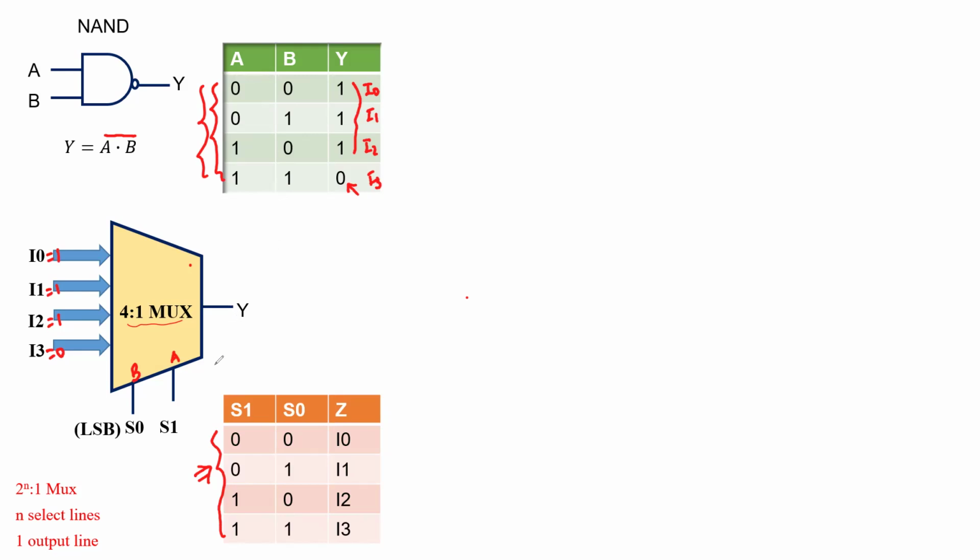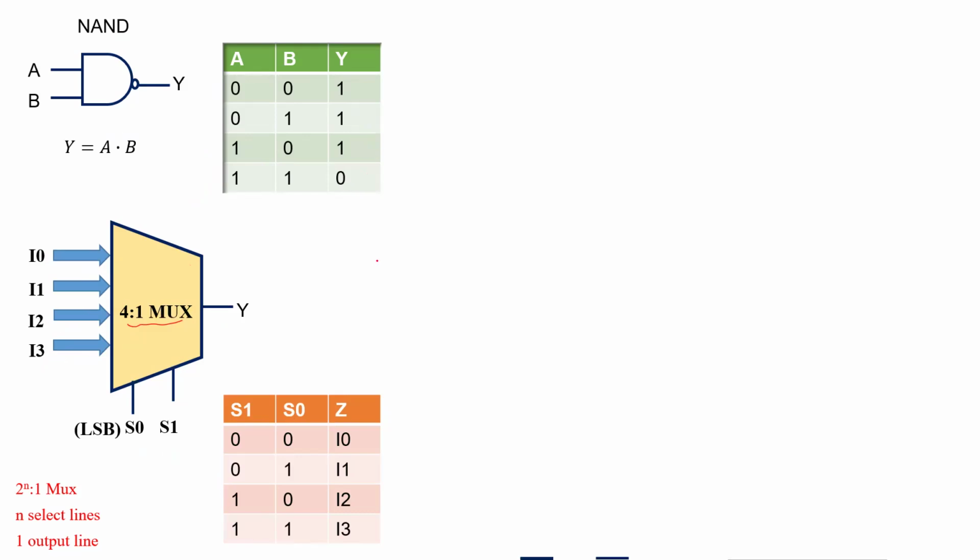So you see here, when both S1 and S0 are set to 1, I3 gets connected to the output Y, and I3 carries the value of 0. For other possible combinations of S1 and S0, which are basically A and B, according to this truth table, I0, I1, or I2, one by one gets connected to the output. Finally, I implement a logic NAND here.